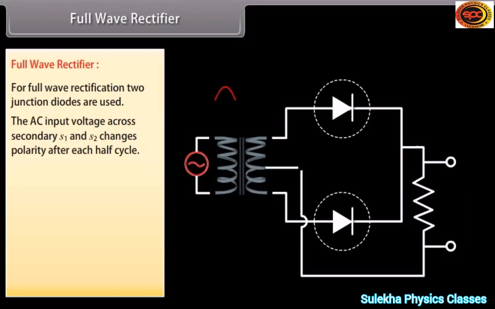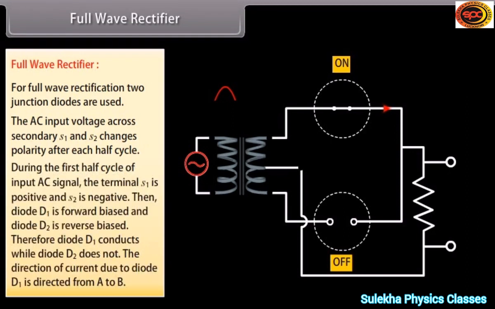The AC input voltage across secondary S1 and S2 changes polarity after each half cycle. During the first half cycle of input AC signal, the terminal S1 is positive and S2 is negative. Then, diode D1 is forward biased and diode D2 is reverse biased. Therefore, diode D1 conducts while diode D2 does not. The direction of current due to diode D1 is from A to B.